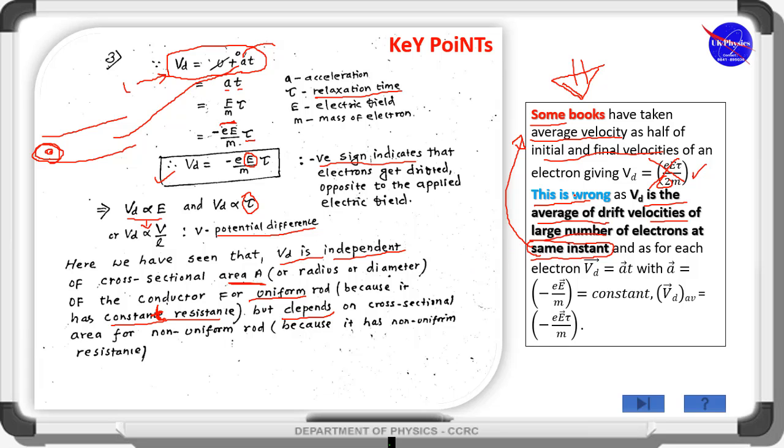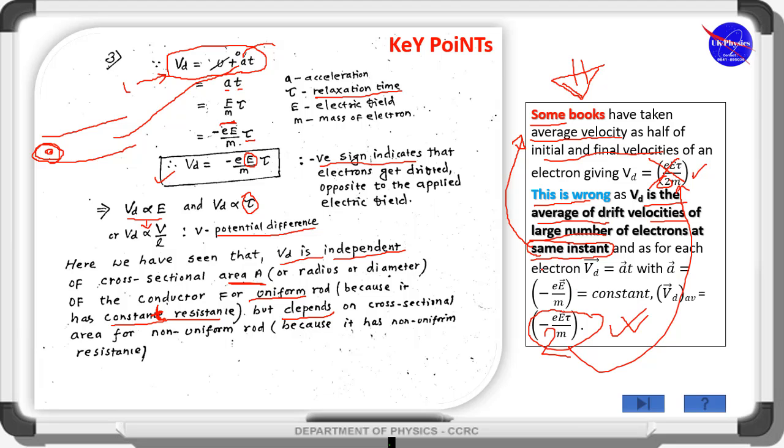In the case of electrons, we have to take the average velocity of a large number of electrons at the same instant. That means we just have a single value of average velocity that represents the velocity of the whole set of electrons at a time. So the final formula must be like this. There is no 2 here, as you have seen. We just have minus E tau by m. Alright, so remember this.